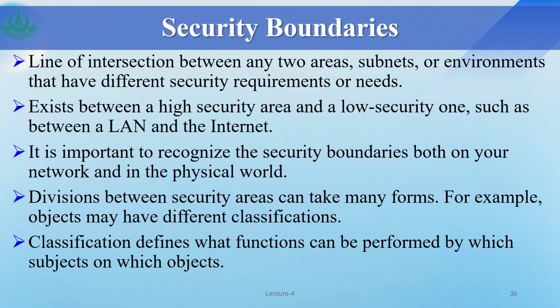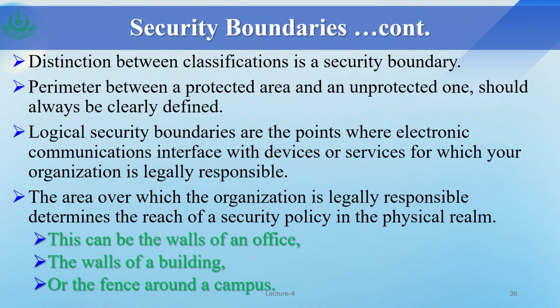Division between security areas can take many forms. For example, objects, the assets stored in the system, may have different classifications. Classification defines what functions can be performed by which user subject on which object assets. The distinction between classifications is a security boundary. The perimeter between a protected area and an unprotected one should always be clearly defined by the organization, by the management.